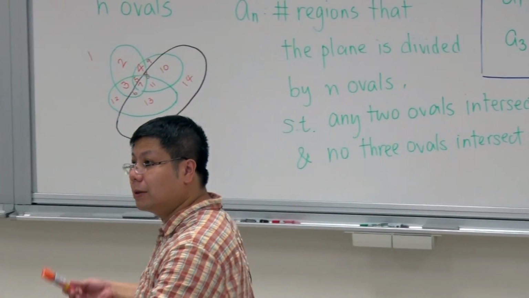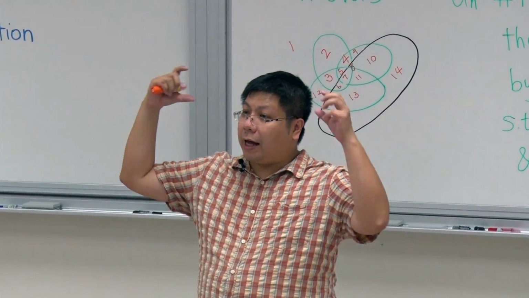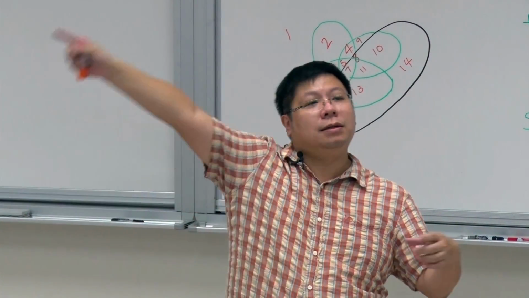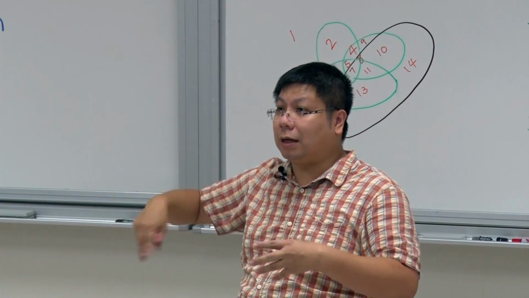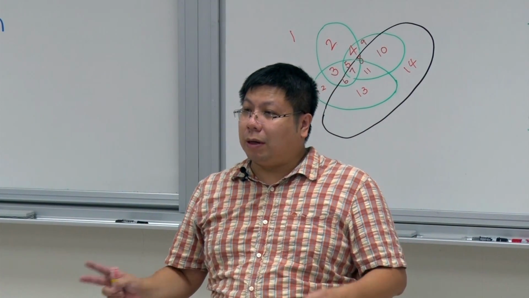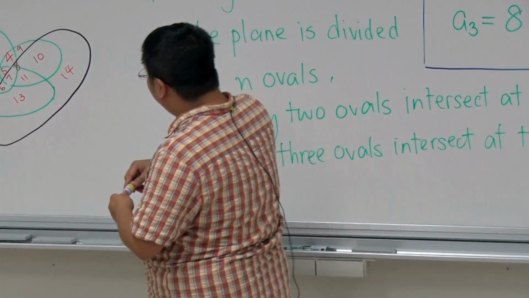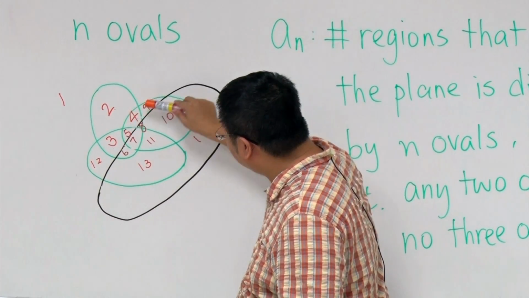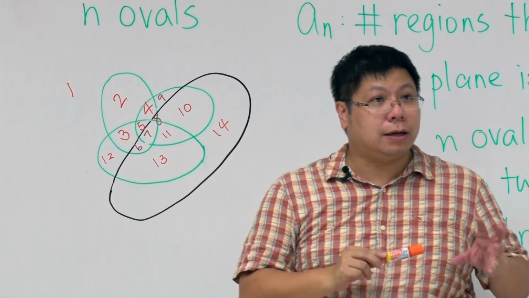Exponentially, like powers of 2, what does it mean? It means that whenever I add a new oval, this new oval can cut each of the existing regions into 2 parts. Then I get double, right? Well, it doesn't look like so, because if I'm cutting these few things, then I cannot cut this part, right? So some parts you cannot cut.